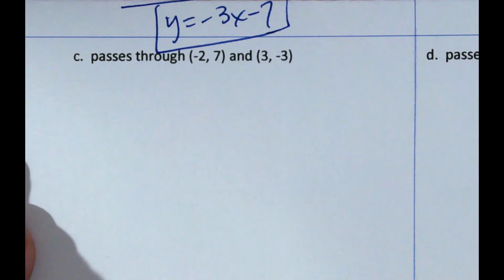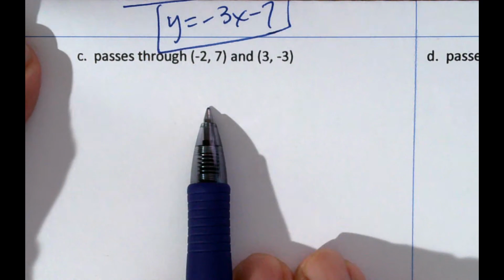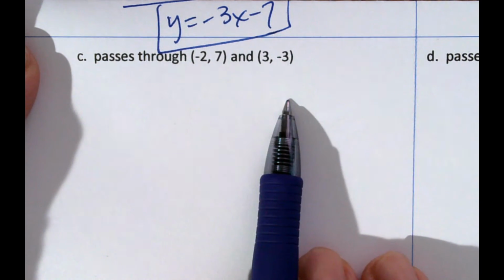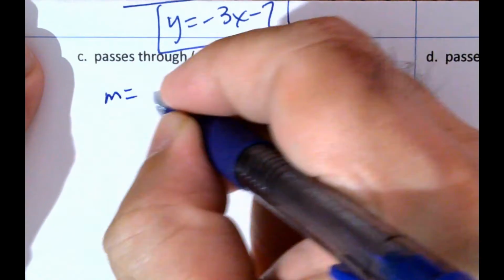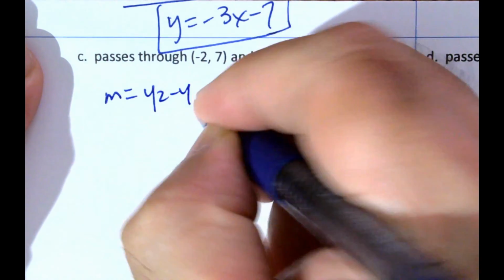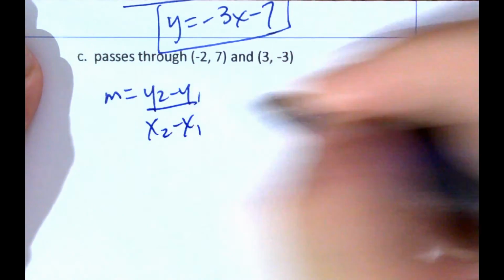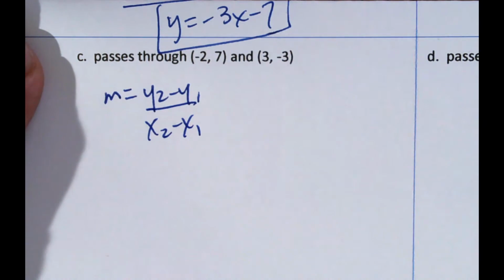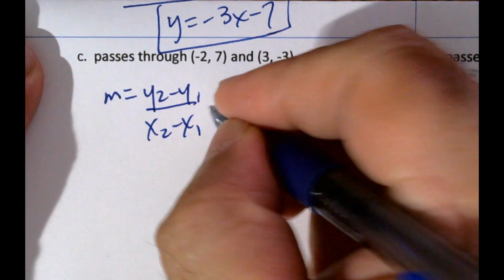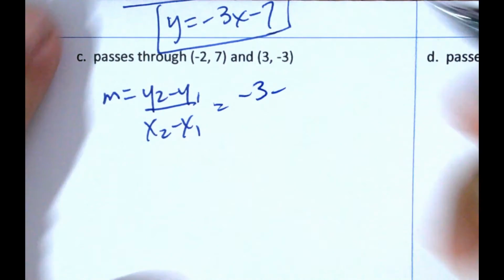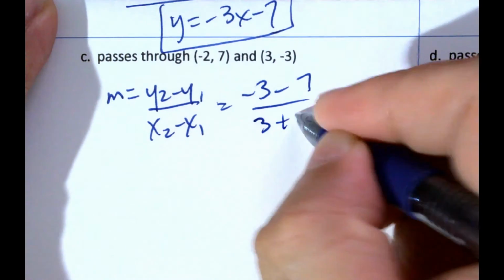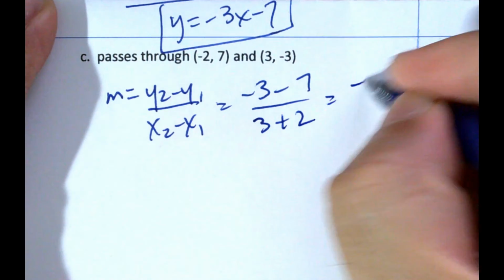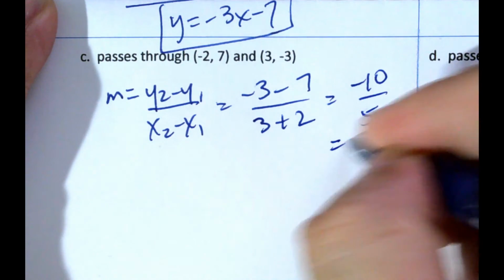All right, so this time they don't give you the slope. That means we have to find the slope. We use the slope formula: y2 minus y1 over x2 minus x1. y2 is negative 3, y1 is 7, x2 is 3, and x1 is negative 2, so it's plus 2. So that's negative 10 over 5. That reduces to negative 2.